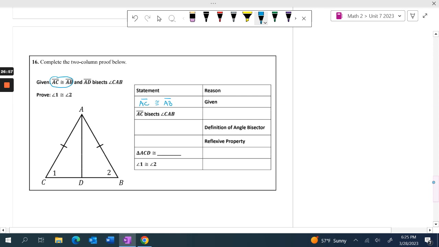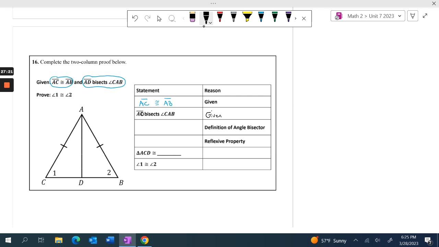Okay, the second one is a typo. Notice the second given is A to D bisects angle CAB. And the second statement is AC bisects angle CAB. That C there is supposed to be a D. And my reason is that was given. So remember, when you're filling out a proof, the first couple lines are always your givens.